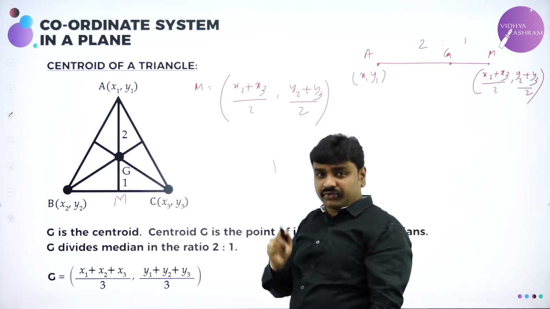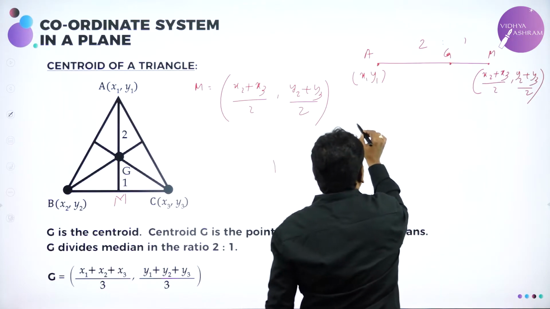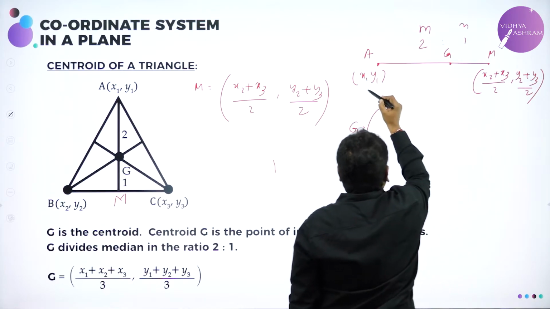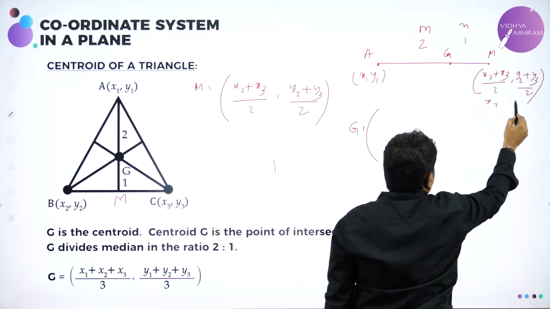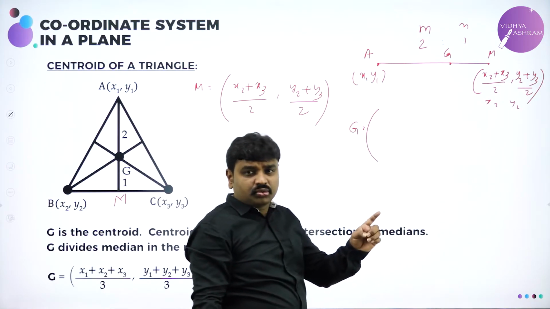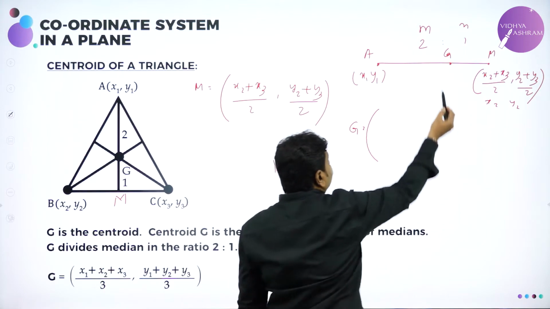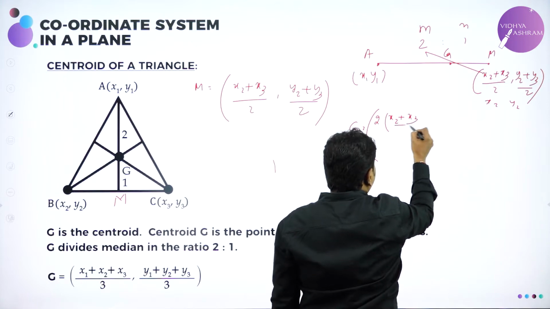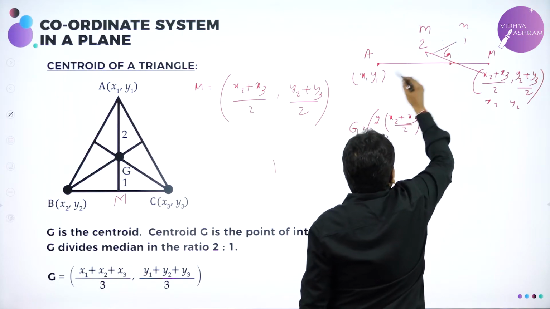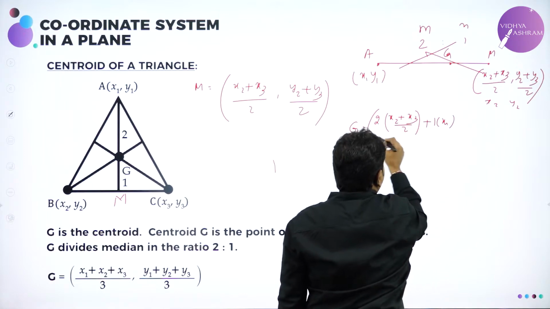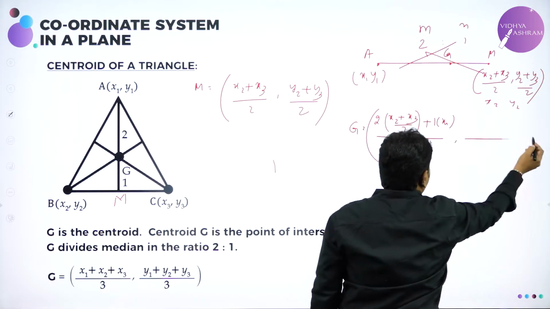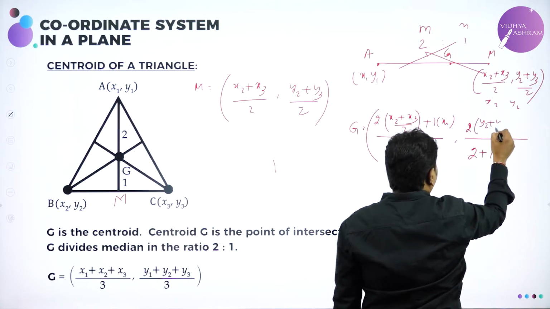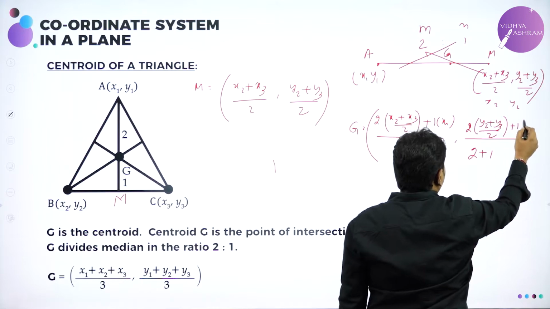So now we need to find the value of G. How to find the value of G? Section formula. This is M, this is N. The point (x1, y1) is as it is, and this is (x2, y2). What is the section formula? (mx2 plus nx1) by (m plus n). So 2 into (x2 plus x3) by 2, plus 1 into x1, divided by m plus n, 2 plus 1. Similarly here also 2 plus 1, so 2 into (y2 plus y3) by 2, plus 1 into y1.